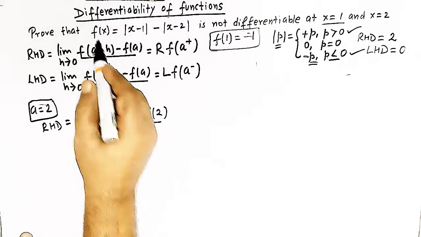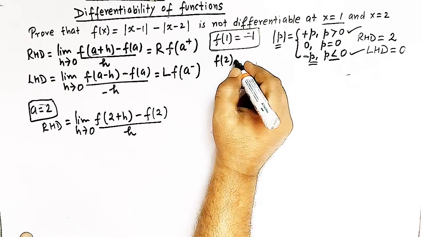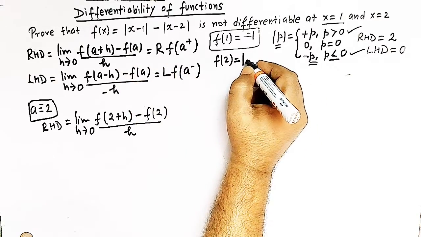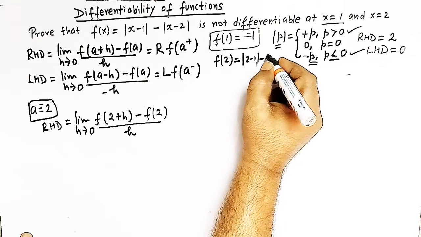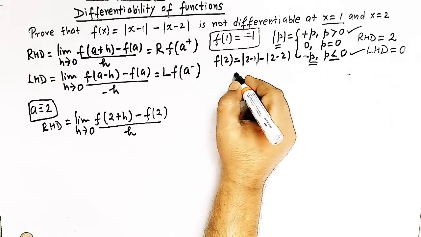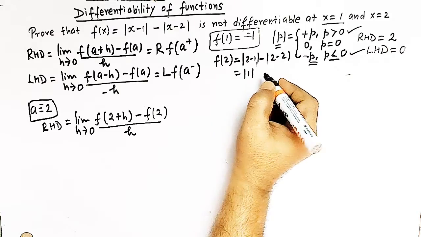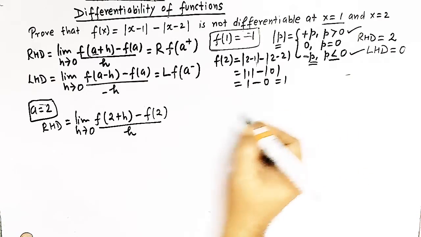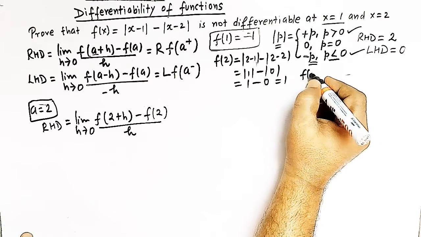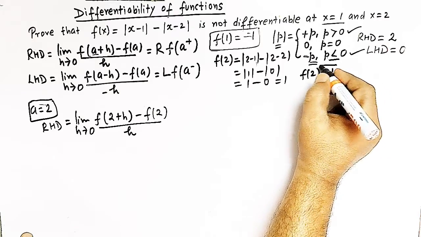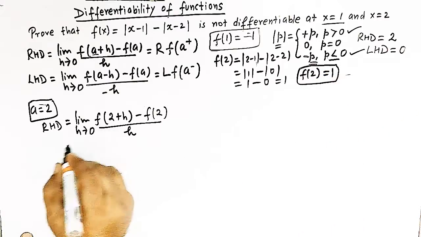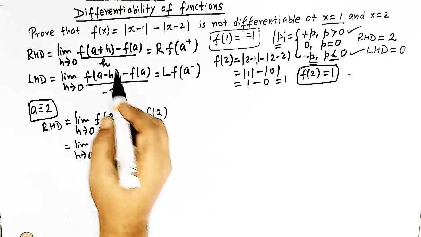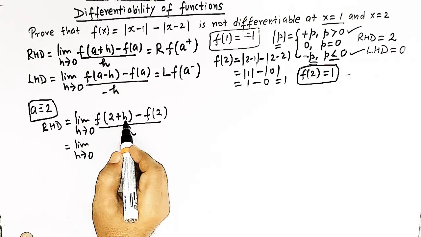Now let us first find f of 2. So f of 2 can be obtained by replacing x by 2. So we have mod of 2 minus 1, and then we have 2 minus 2. So mod of 2 minus 1 is mod of 1, here mod of 0, and this is 1 minus 0, that is equal to 1. So f of 2 is equal to 1, right? And here we have limit h tends to 0. f of 2 plus h can be obtained by replacing x by 2 plus h.